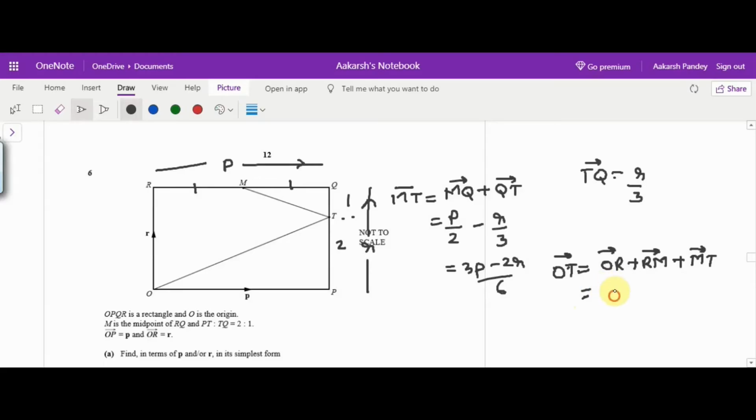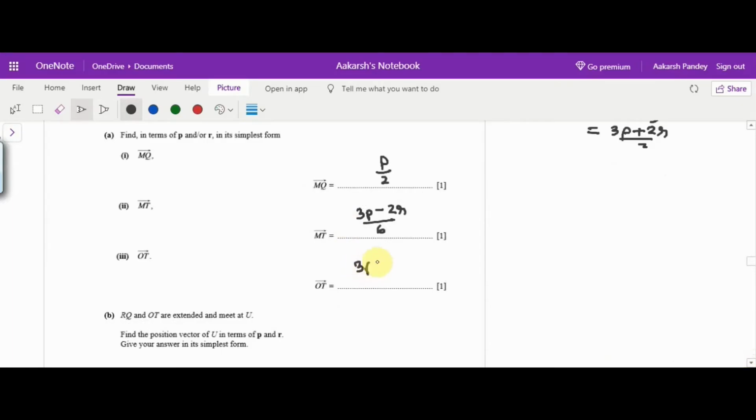Now OR is R, RM is P by 2, just like MQ. RM is P by 2 and MT is P by 2 minus R by 3. So we get this as P plus 2R by 3, which is the same as 3P plus 2R by 3. OT is 3P plus 2R by 3.